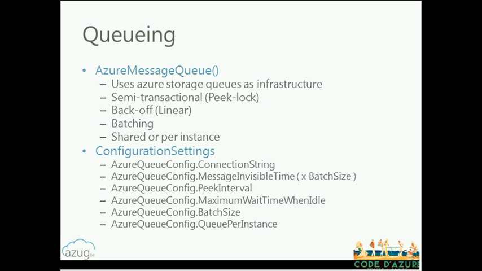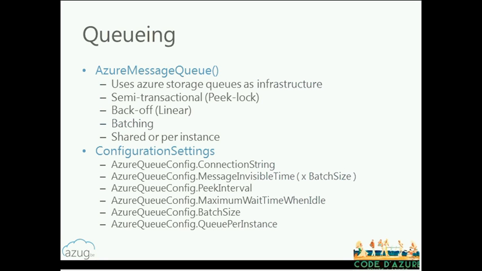Furthermore, you can also specify whether a physical storage queue should be created per instance, or that one should be created for the entire role. By default, it will create one for the entire role. Configuration settings that you can specify are the connection string. By default, this will point to development storage. So if you don't specify it, you will end up with development storage.